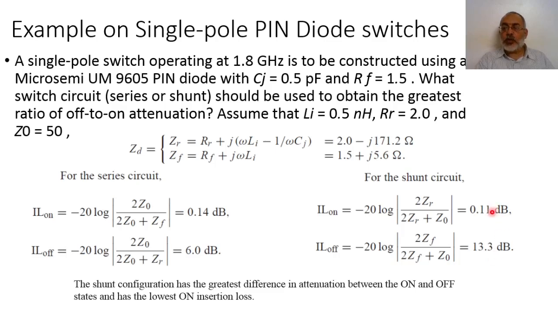13.3 dB. It is quite clear here that the ratio between the off state and the on state for the shunt diode is much greater than for the series diode switch. So the shunt configuration has the greatest difference in attenuation between on and off state, and has the lowest on insertion loss, because the insertion loss here is lower than in the case of the series diode.